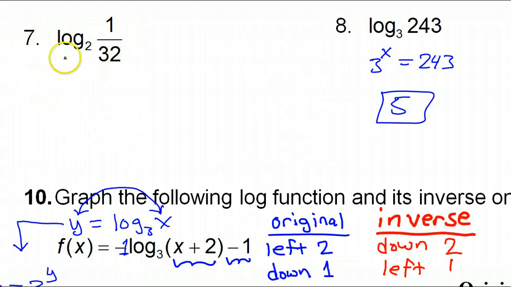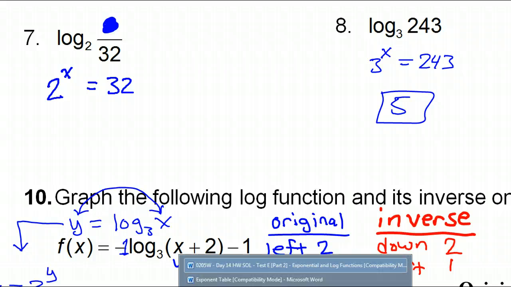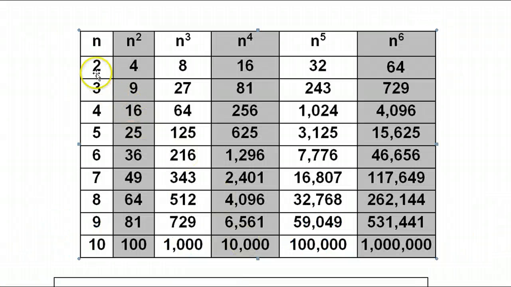My favorite way to do number 7 is just like a couple other problems that we've already done. When you see 1 over something, you could just cover up that 1 and ask yourself the usual question. 2 to what power is going to give me 32? Now, I know that that is 5, but if you did not know that, you would look at the table and you'd see 2, and you'd look for the 32 and you'd see that's the 5th power. So 2 to the 5th power is 32.